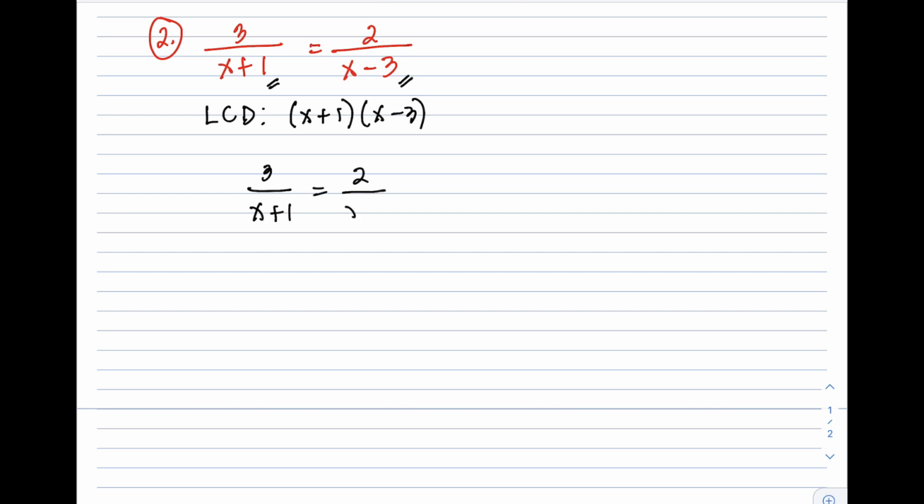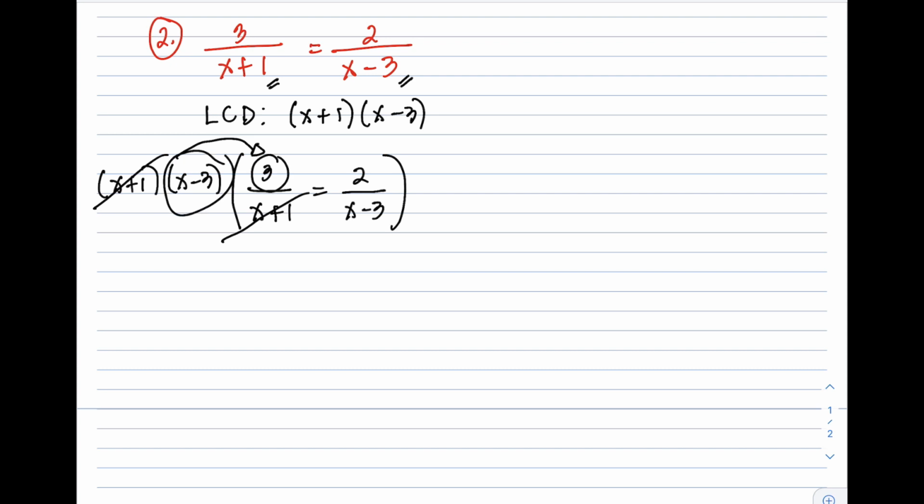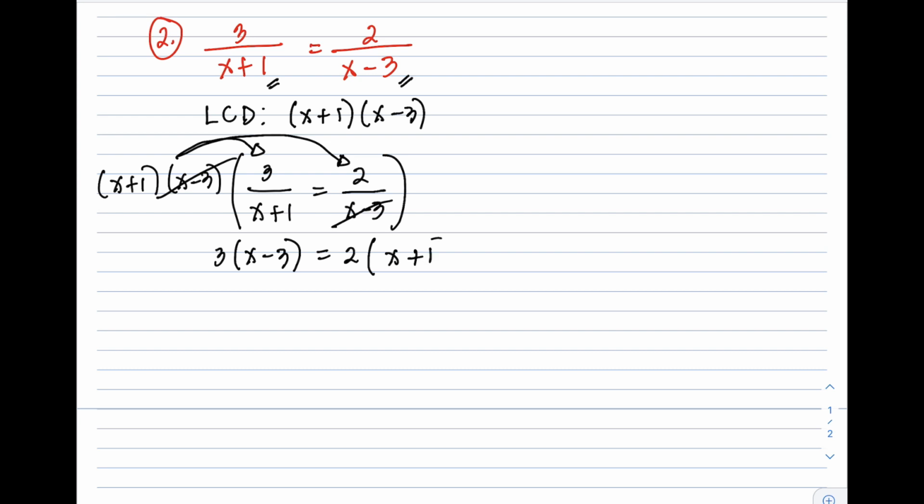So, 2 over x minus 3. So, multiply natin to by x plus 1 and x minus 3. Sa first multiplication, as you can see, makakancel yung ating x plus 1. So, ang matitira lang is yung 3 and x minus 3. Okay? So, we have 3 times x minus 3 equals, sa second multiplication natin dun sa right side, ang makakancel naman is si x minus 3. Then, ang maiiwan is yung 2 times x plus 1.